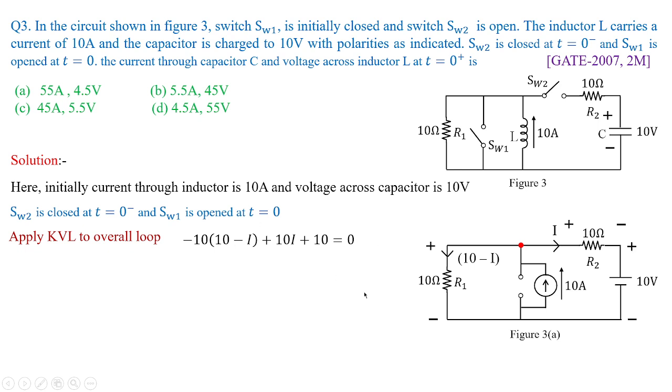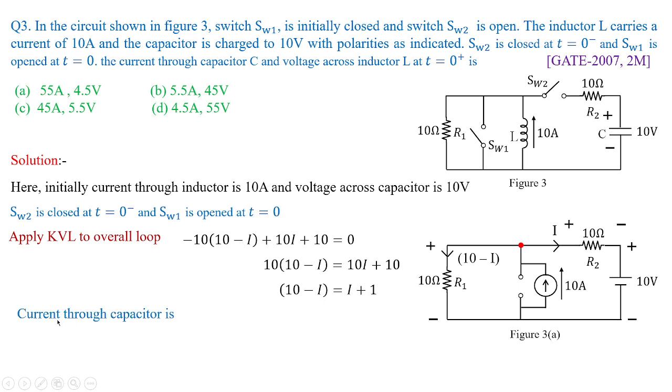That's it. This gives us the simple solution for I. Rearranging the above equation, I would be getting 10 of 10 minus I equal to 10I plus 10. I'll remove this 10 from the left hand side and right hand side. I'll get 10 minus I equal to I plus 1.